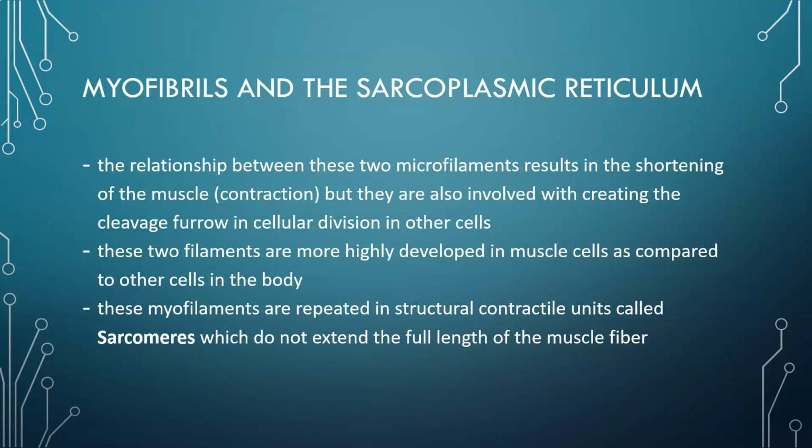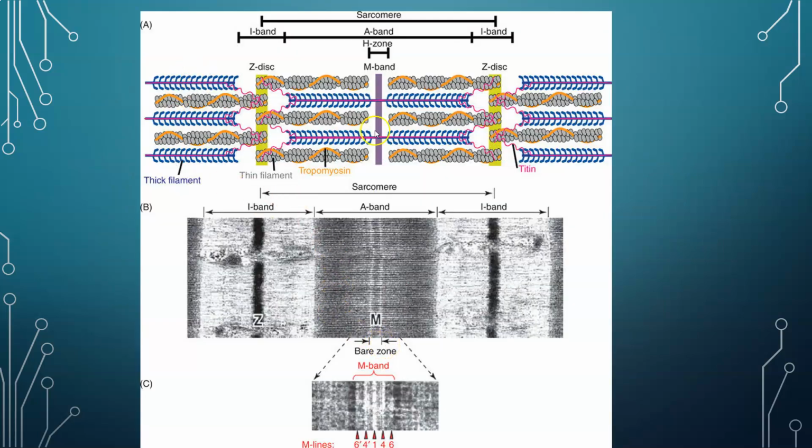These myofilaments are repeated in structural contractile units. So think of things running in a unit down the entire length of the myofiber. These small contractile units are called sarcomeres. And sarcomeres are not the full length of the muscle fiber. They are sections of the muscle fiber that run the full length of the muscle fiber. So we can see here a sarcomere that's happening here. So I'm going to pause out of the slides here and just do a little bit of a drawing so we can understand a bit better.